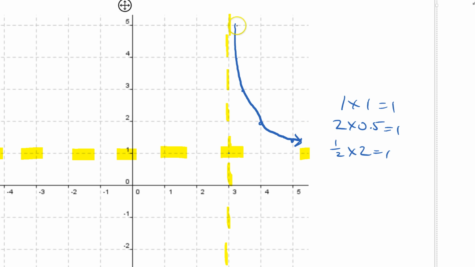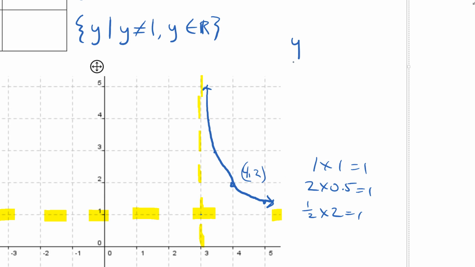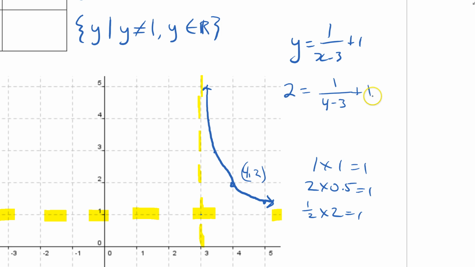Okay, and you know what? Let me take one of these ones. Let's take this one here, and this is at 4, 2. Let's just check to see whether or not it works. So if I start off with y is equal to 1 over x minus 3, plus 1, and now my x is 4 and my y is 2. Let's try it out. So I'll say 2, my y, is equal to 1 over 4 minus 3, plus 1. 4 minus 3 is 1. 1 over 1 is 1, so I can say 2 is equal to 1 plus 1. Yeah, it seems to work out. So I've verified that 4, 2 is indeed one of the values.